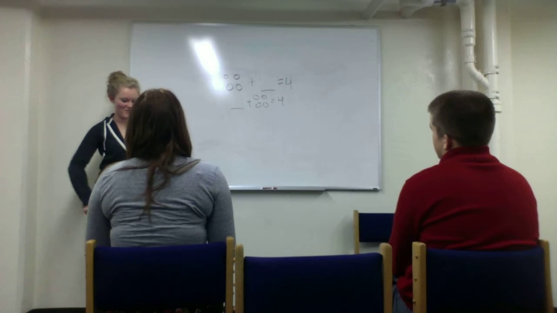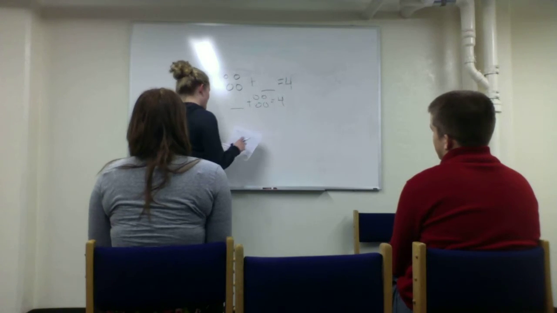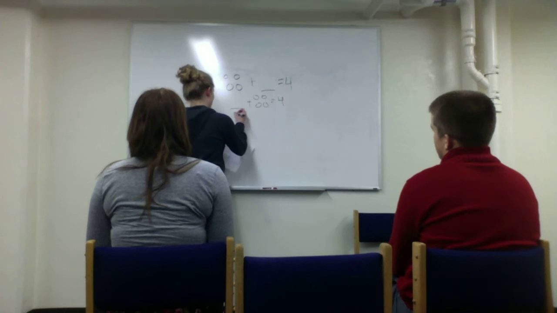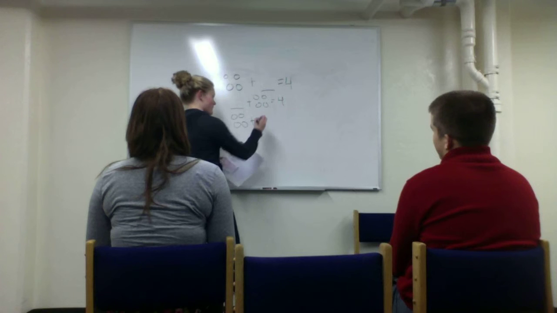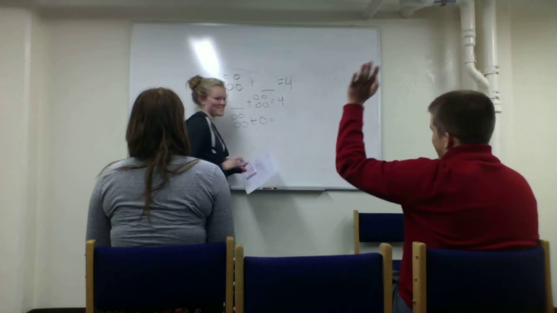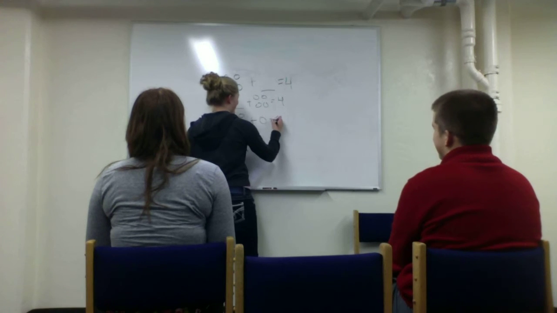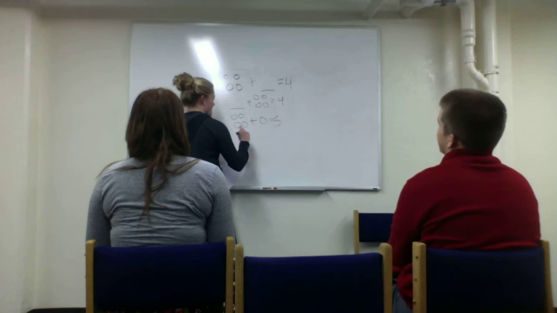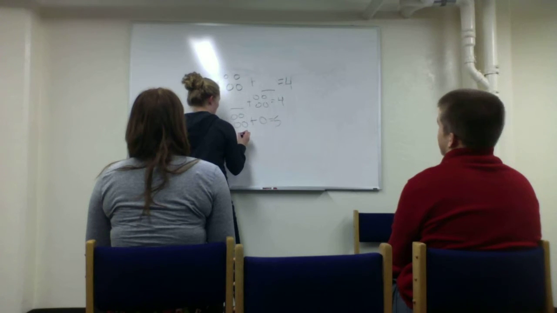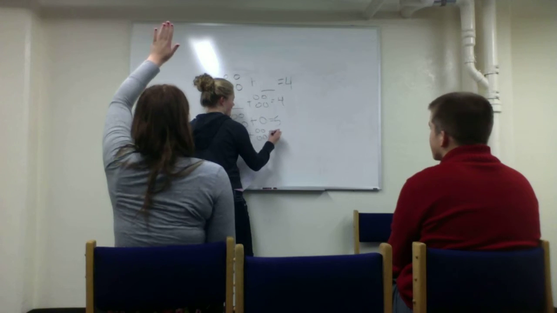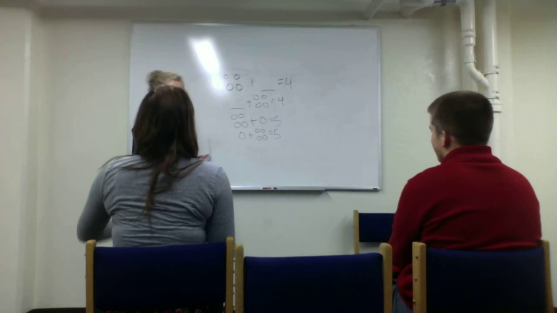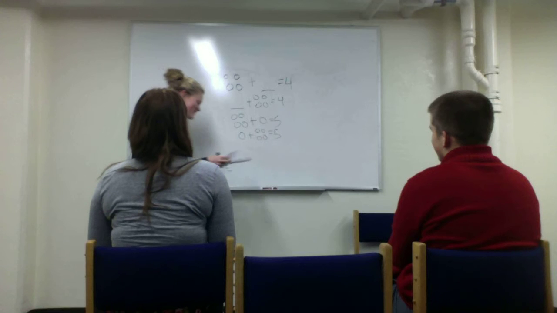Now, what if Jack had 4 and Mark had 1? How many would we have? Yes, 5. You are right. And if it was switched around and Jack had 1 and Mark had 4, how many would there be? Yes, 5. Good job, guys.